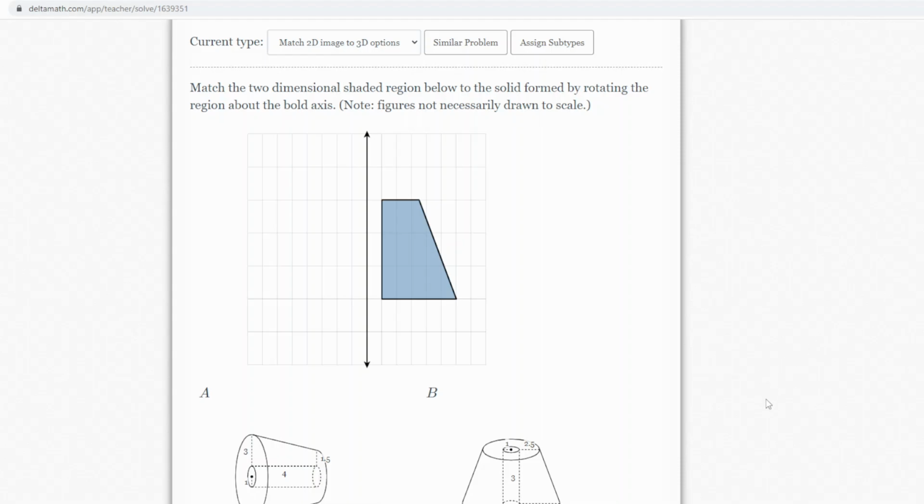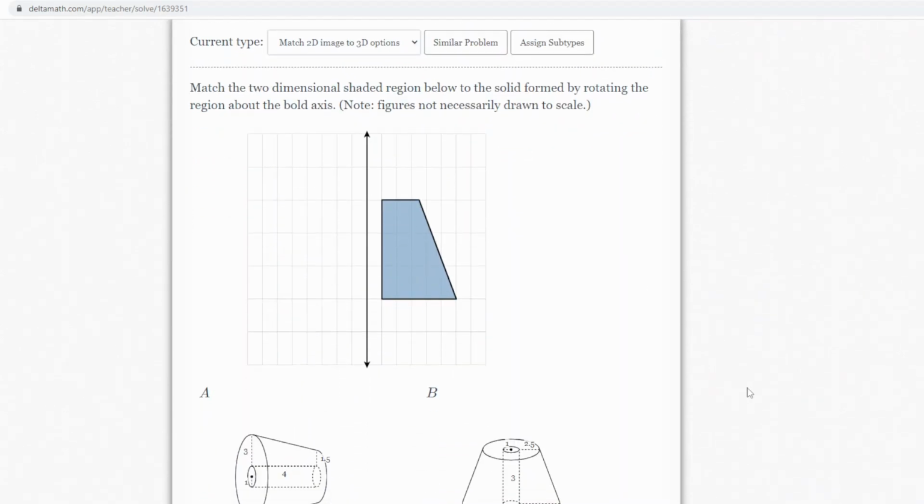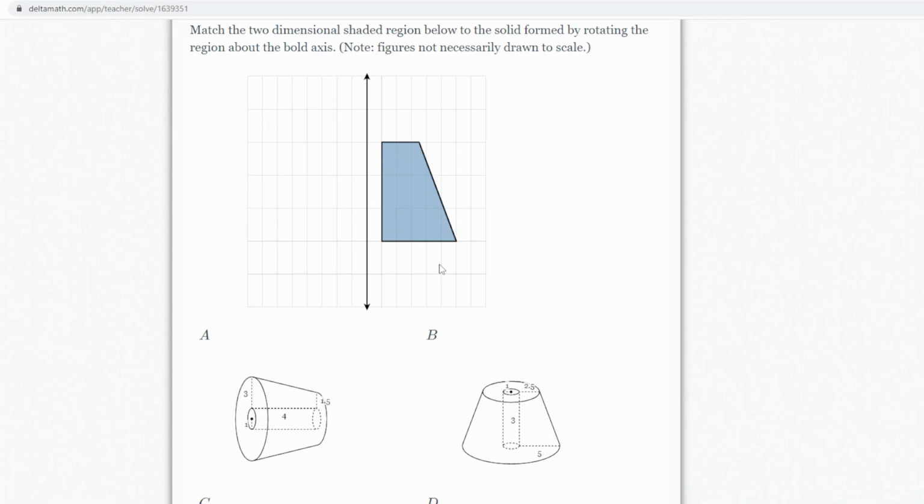Lesson 17.6 is going to be matching 2D figures in a solid of revolution. So this kind of gets your brain ready for what's coming and doing volume. So it's taking something two-dimensional or flat and rotating it or spinning it along a line or an axis and seeing what 3D shape it would create. So it says to match the 2D shaded region below by rotating about the bold axis. So what you're doing is taking this and rotating it around this vertical line.